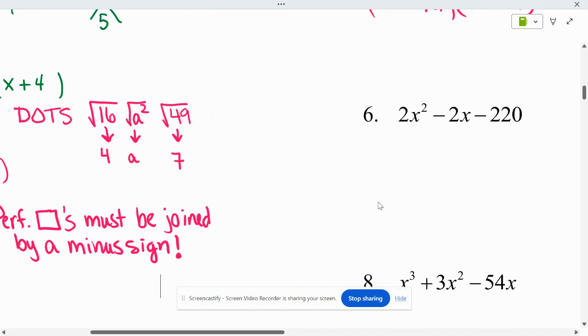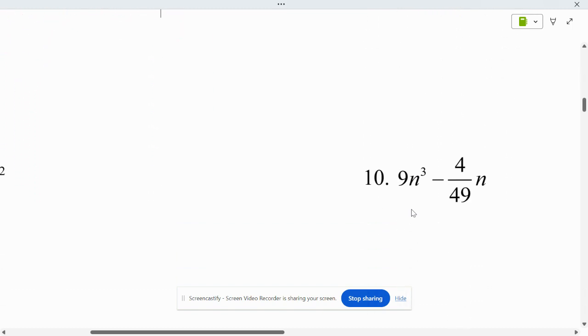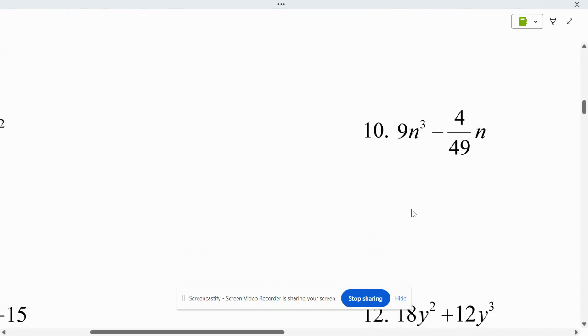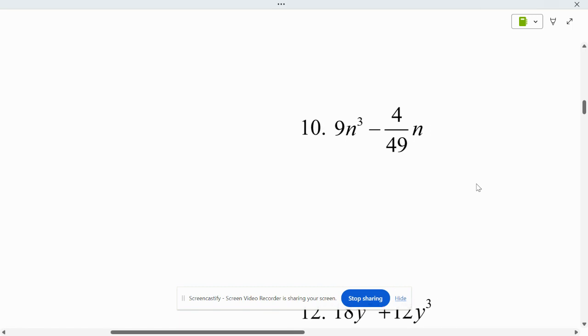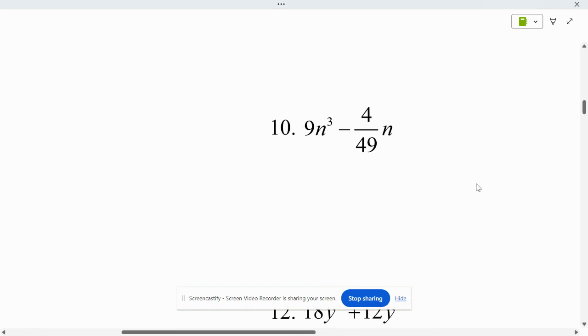I want to jump down to number 10 because it looks hideous. We're going to do number 10 and number 12 together, and then we're going to go to the next page. Let's do number 10 and number 12. What is going on here?